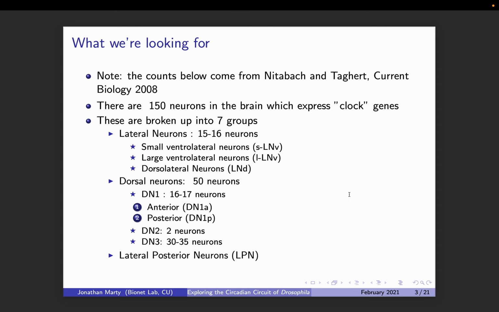So the circadian clock of the fruit fly is composed of around 150 neurons within the brain of the fruit fly that express so-called clock genes. These clock genes code for a set of proteins that interact in such a way that their concentrations fluctuate about every 24 hours. And so for our study, we were interested in understanding these neurons, where they're located, their morphology, and also how they're connected with each other. And they're broken up into these 7 different groups of neurons with different numbers of neurons within them.